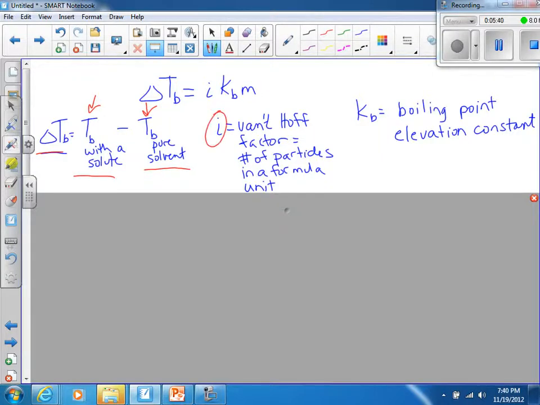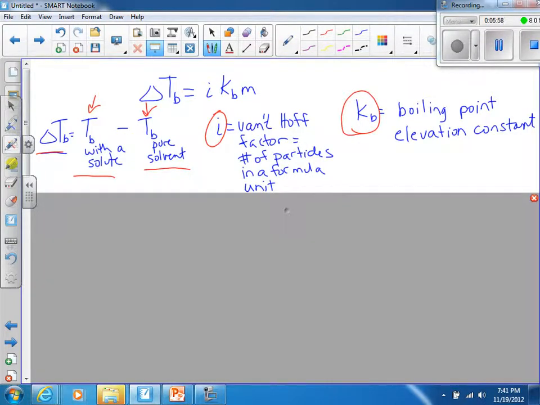I is called the Van 't Hoff factor. It's the number of particles in a formula unit of a substance, and we will have a chart for these in a moment to help you understand better what I is. Typically, we just assume I is 1. Kb is the boiling point elevation constant.